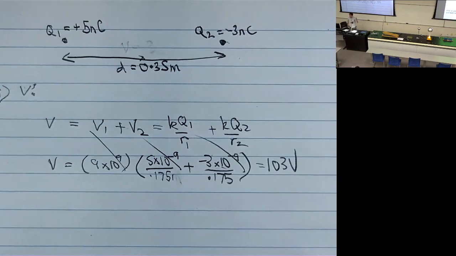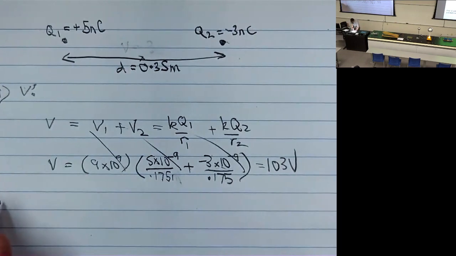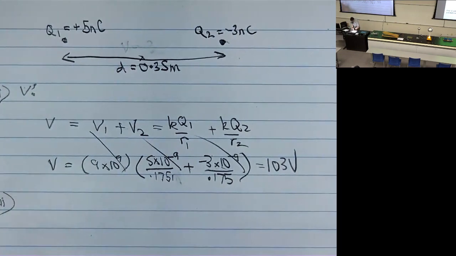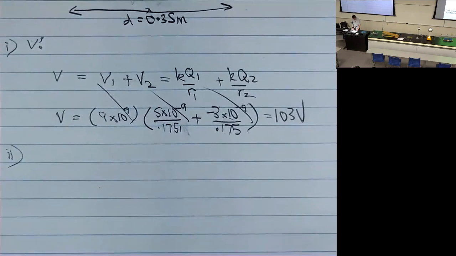The positive charge was a bigger charge, so positive's going to win over negative. The negative charge was a smaller charge, so it makes sense that it's positive. And 9 times this quantity in parentheses gives you 103 volts. So that's how we figured the electrical potential, and that's combining the superposition principle with our understanding of potentials of point charges.